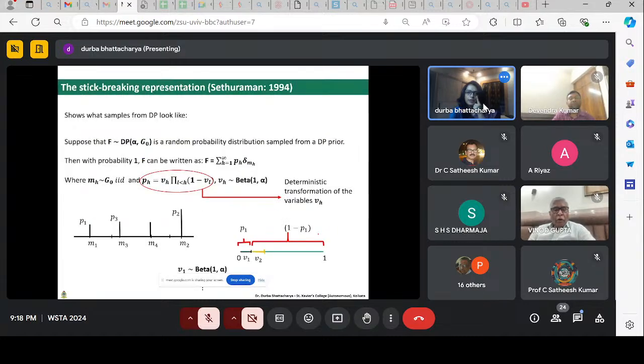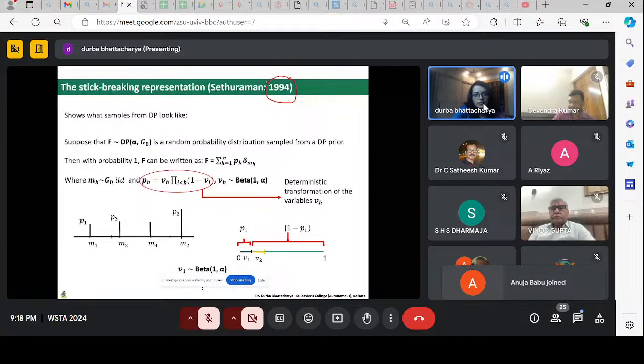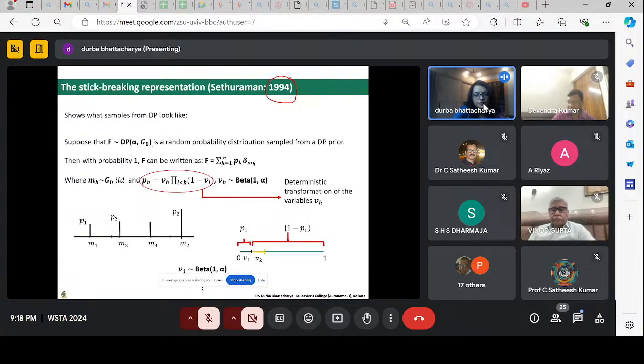So Sethuraman provided this stick breaking representation in 1994. So we can understand that Bayesian nonparametrics is a very young field till now. It's not that popular because of the abstract nature maybe, but it has huge possibilities of applications, which we plan to discuss now. So basically, what is a Dirichlet process?